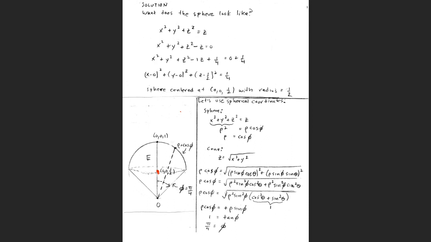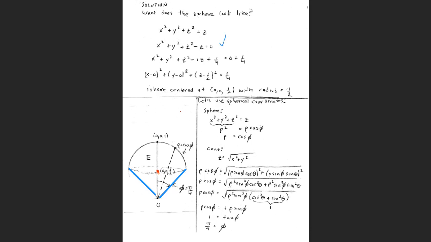So again, the solid is bounded above by the sphere and below by this cone, right? By that cone there. But how do we know the sphere is centered at 0, 0, and a half? Well, we have to take the equation of the sphere and re-express it.